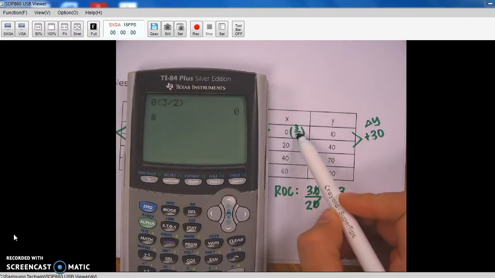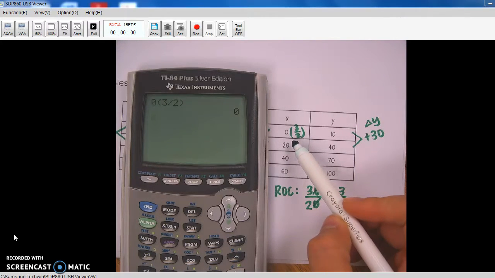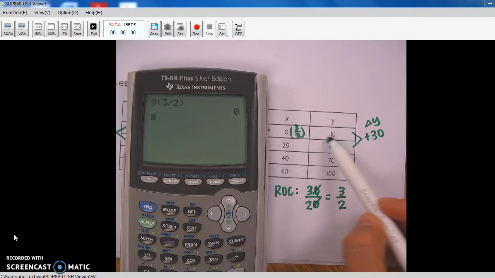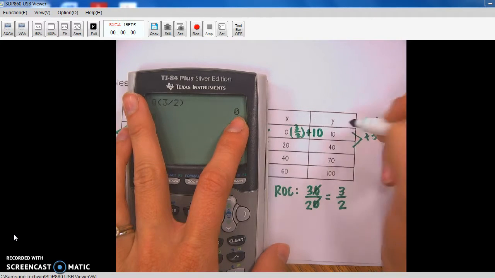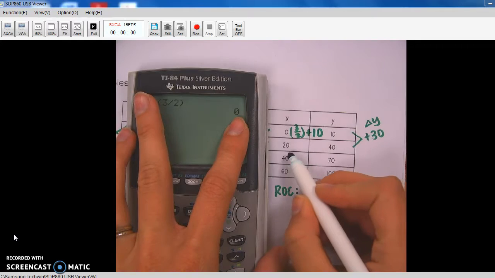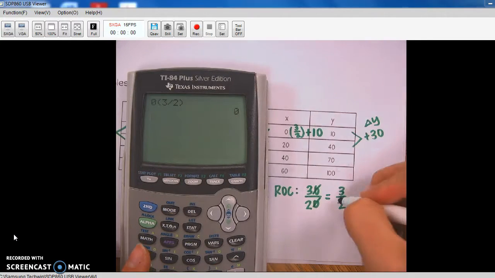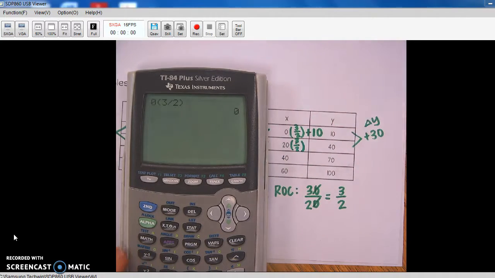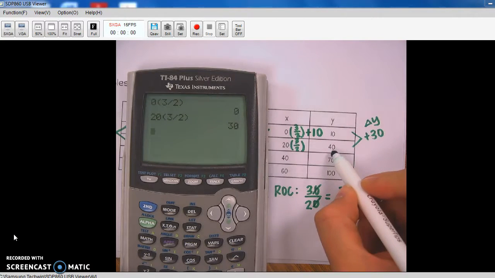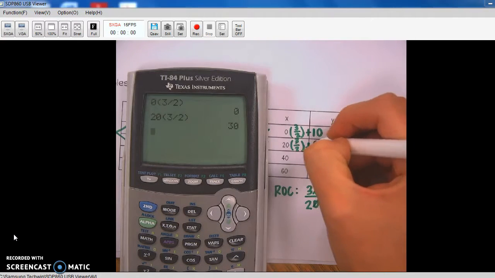So after I multiplied by my rate of change, I'm at 0. What else do I have to do to get to my y value of 10? Well, I would need to add 10 to 0. So I have to add 10 more. If I look at that with my second x value, if I try 20 times my rate of change, 3/2, 20 times 3 divided by 2, I get 30, but I need to get 40. What else do I have to do to 30 to get 40? I have to add 10.